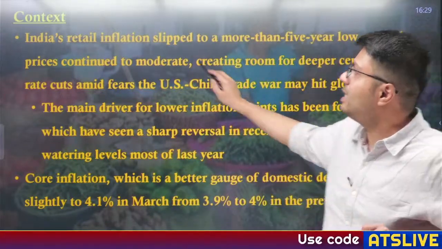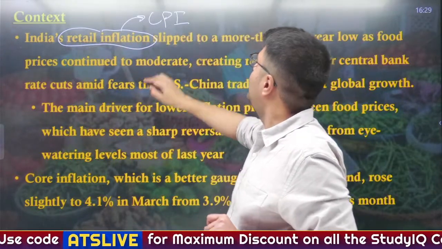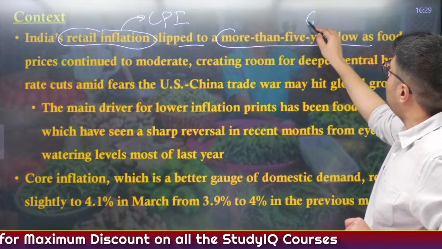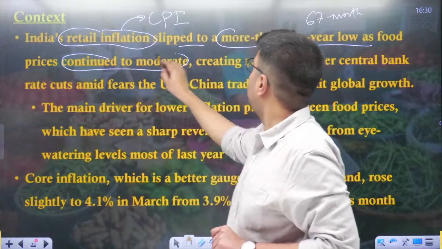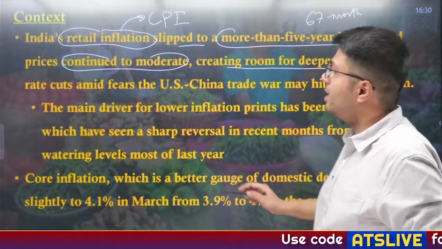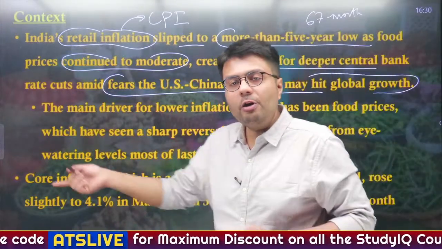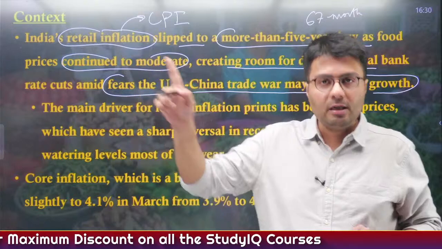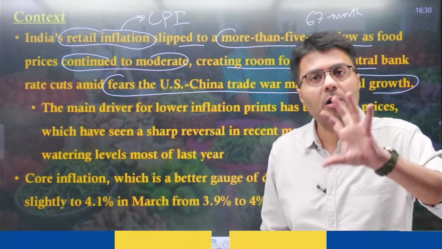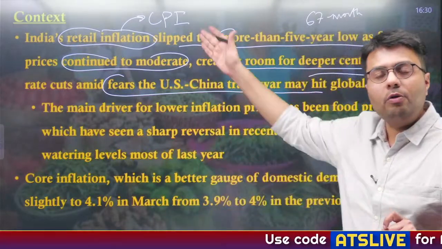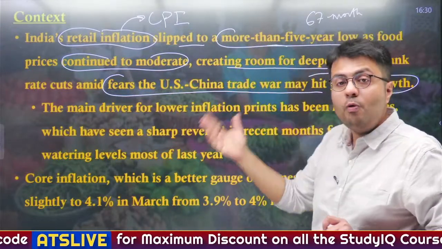Now, the article highlights that India's retail inflation, which means the levels measured by the consumer price index, has slipped to more than a 5 year low, that is a 67 month low, as food prices have continued to moderate, creating room for a deeper central bank rate cut amid fears of a US-China trade war that may hit global growth. Now, if you remember our discussion a few days back when RBI cut the repo rate, I told you one of the factors behind RBI cutting the repo rate was moderation in the levels of inflation. And this has been corroborated by this article, which says indeed the levels of inflation have fallen to more than a 5 year low.